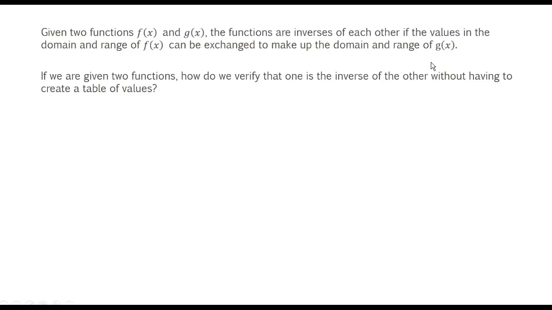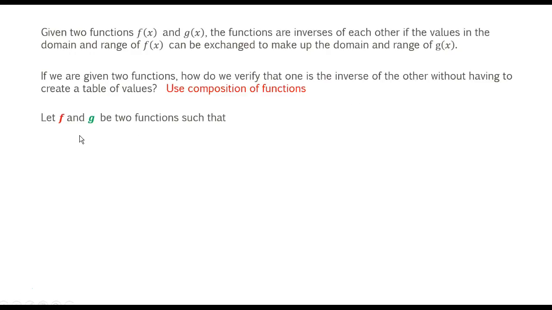If we're given two functions, how do we verify that one is the inverse of the other without going through all of the work of creating a table of values? Now, we could do that, but it would take a lot of work, and depending on the type of function that you have, it may be a little bit more complex than the example that I gave. So we need to find a way to verify if one function is actually the inverse of another. And the way we do that is by using compositions of functions.